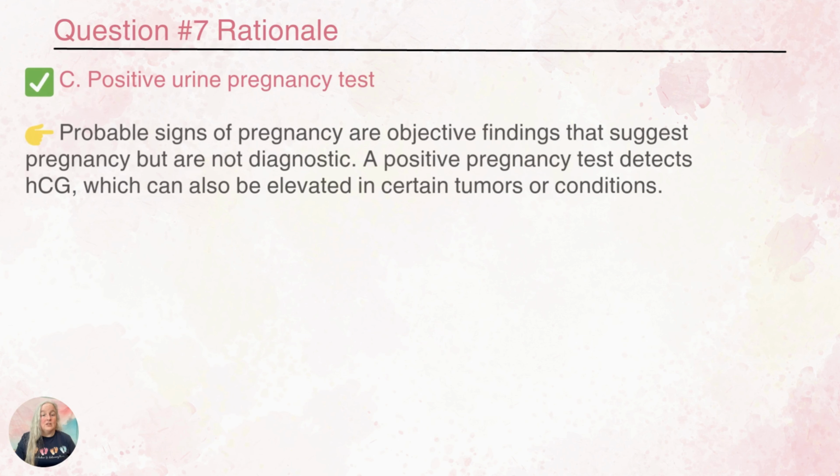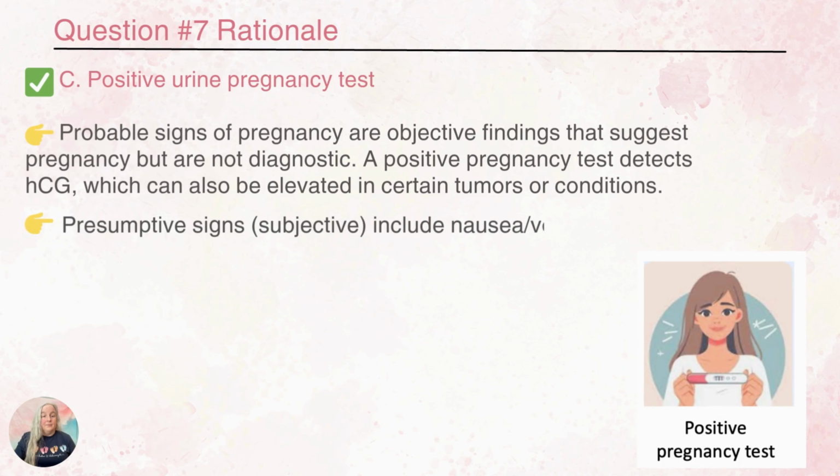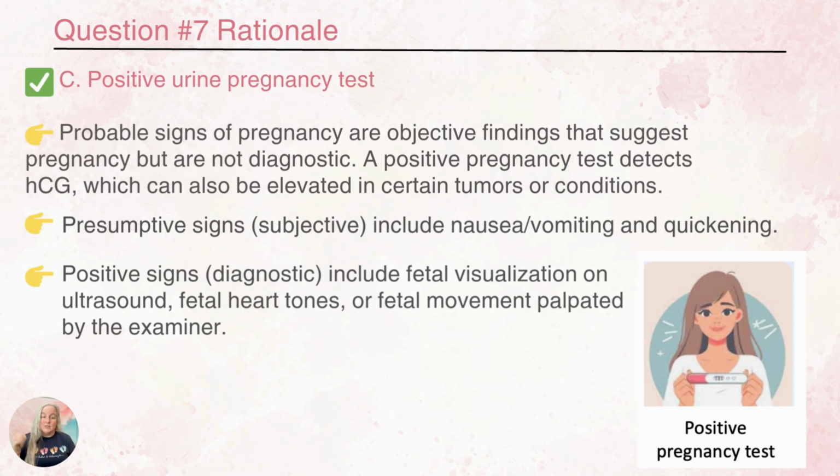So when we look at the rationale, we're reminded once again that our probable signs are objective findings that are suggesting that there is a pregnancy, but it does not diagnose the pregnancy specifically. There are other things that can cause HCG to be elevated in the body on rare occasions. Presumptive signs were the nausea and vomiting and the quickening in the question. And then our positive sign is our most diagnostic sign, and that is being able to visualize the fetus or palpate fetal movement or hear fetal heart tones.